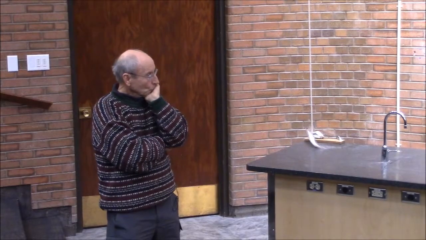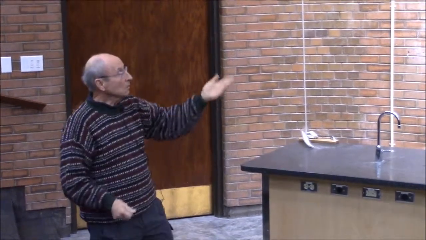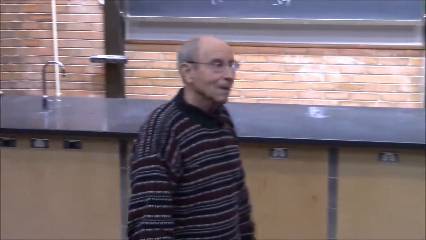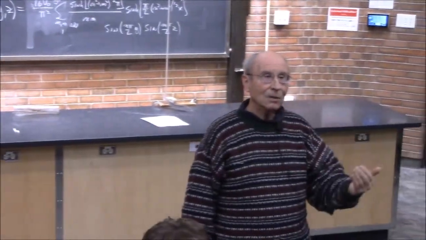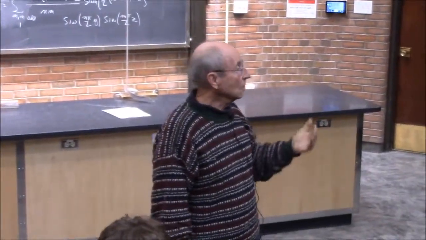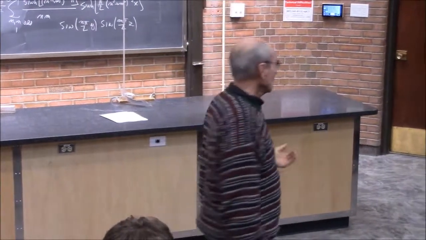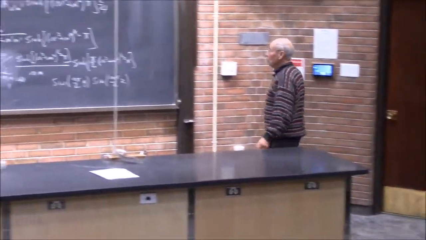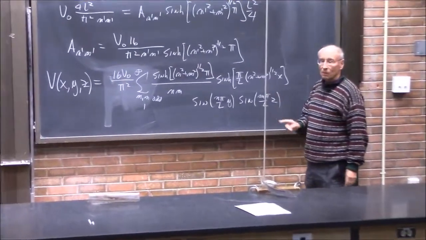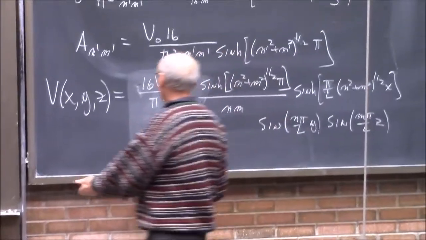Okay. Now, the voltage is not what's interesting. What's interesting is the electric field. That was the whole idea here, was to find the electric field. How do we find the electric field now that we've got the voltage? The electric field is minus the gradient of the voltage. So, to find the electric field, all we have to do is take minus the gradient of this. And what is that?